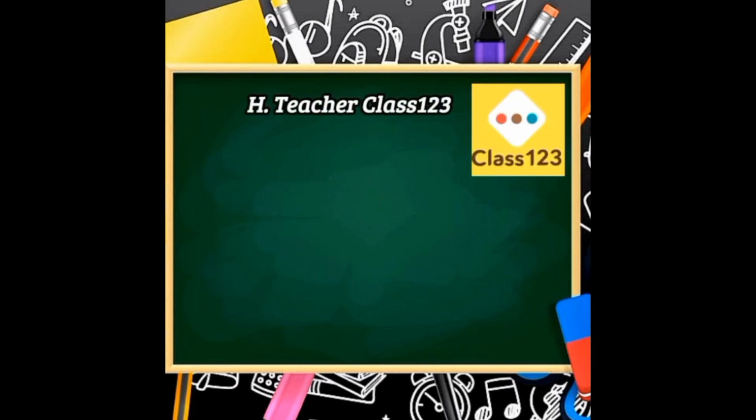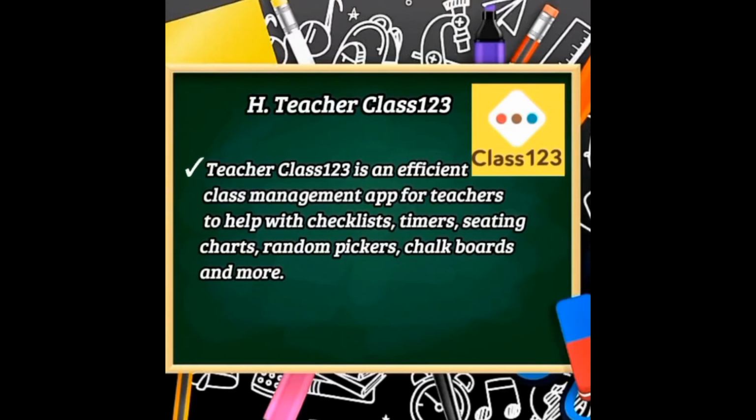Okay, so next is Teacher Class 123. Teacher Class 123 is an efficient class management app for teachers to help with checklists, timers, seating charts, random pickers, chalkboards, and more. This class management app helps teachers to keep parents involved in their child's interaction in the classroom. The app helps teachers to keep track of students' behavior and attendance to share it with parents.